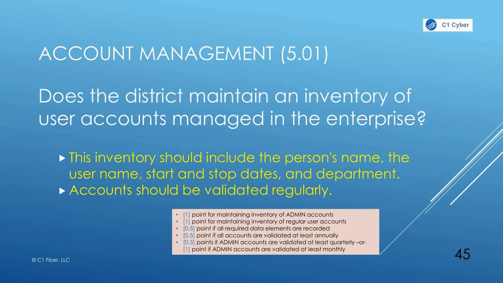Add 1/2 point if all accounts are validated at least annually. And add 1/2 point if admin accounts are validated at least quarterly, or 1 point if admin accounts are validated at least monthly. Pause the video now in order to consider and record your answer before continuing.